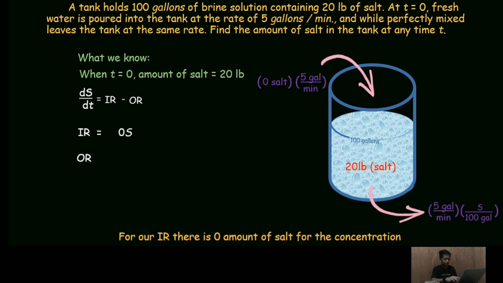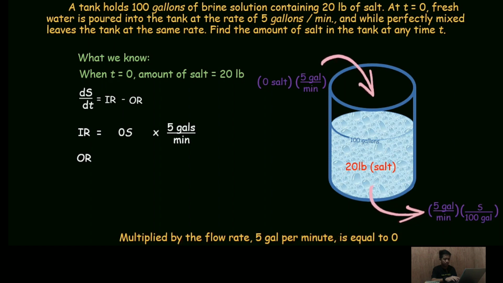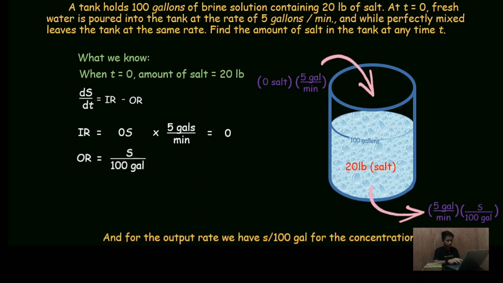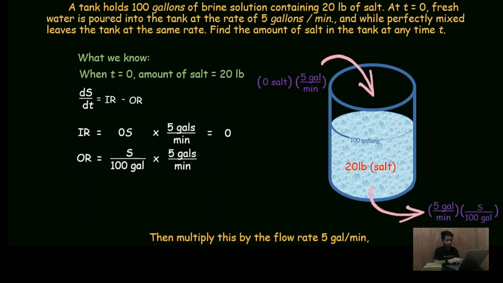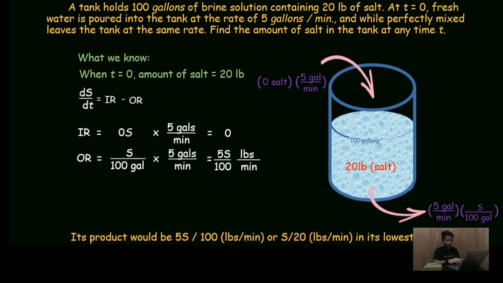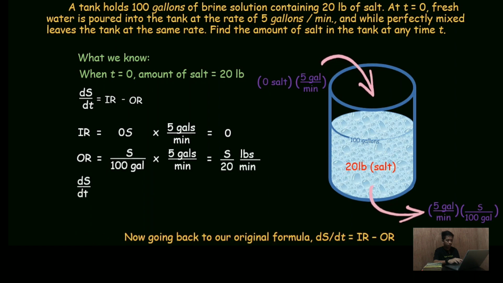And then we look for the values of our IR and OR. For our IR, there is zero amount of salt for the concentration, multiplied by the flow rate, 5 gallons per minute, which is equal to 0. And for the output rate, we have S over 100 gallons for the concentration. Then we multiply this by the flow rate, 5 gallons per minute. Its product would be 5S over 100 pounds per minute, or S over 20 pounds per minute in its lowest terms. Now going back to our original formula, dS over dt equals IR minus OR.